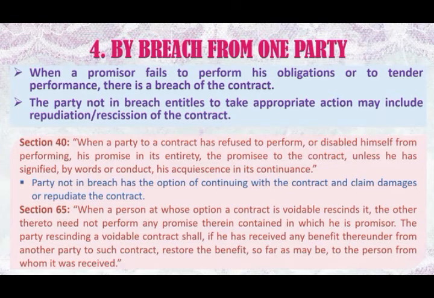In Section 65, when a person at whose option the contract is voidable rescinds it, the other party thereto need not perform any promise therein contained in which he is promisor. The party rescinding a voidable contract shall, if he has received any benefit thereunder from another party to such contract, restore the benefit so far as may be to the person from whom it was received.